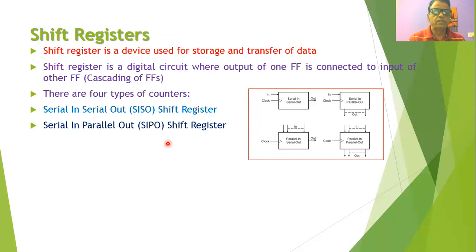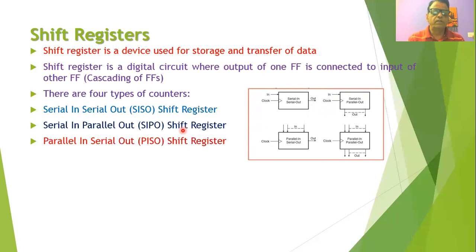Another type of shift register is the serial in, parallel out shift register. In this register, the data is fed serially, that is sequentially, but while reading the data, it has to be read in parallel or simultaneously. And therefore, this register is called the serial in, parallel out shift register.